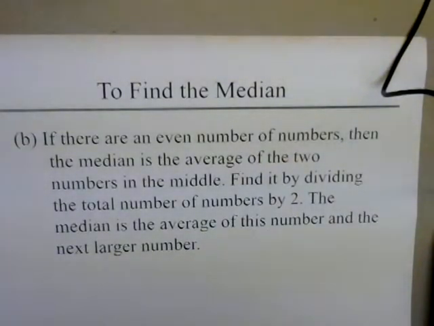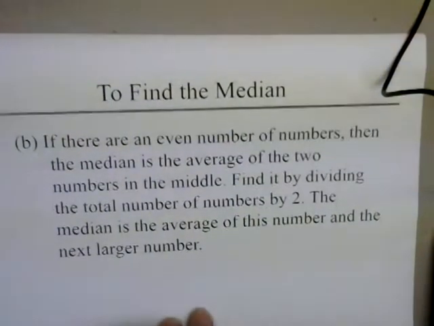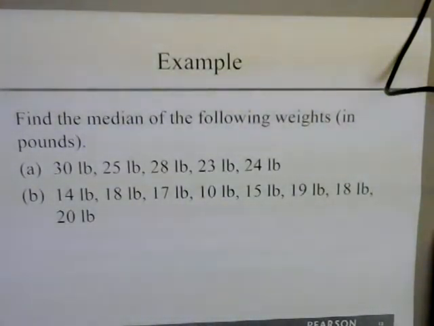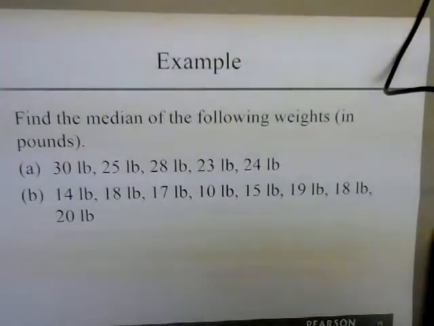Find it by dividing the total number of numbers by 2, and the median is the average of this number and the next largest number. Find the median of the following weights. So you take 30 pounds, 25 pounds, 28 pounds, 23 pounds, and 24 pounds.